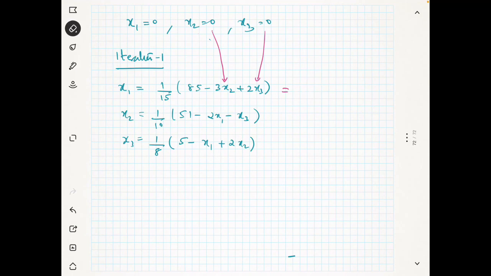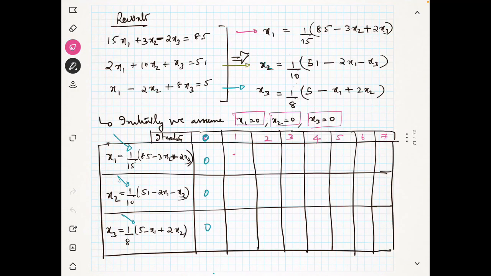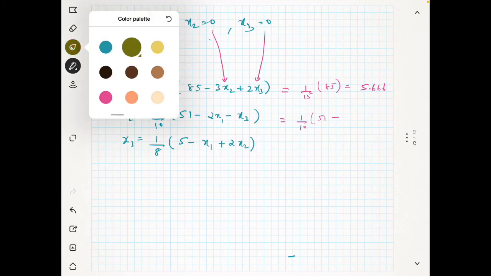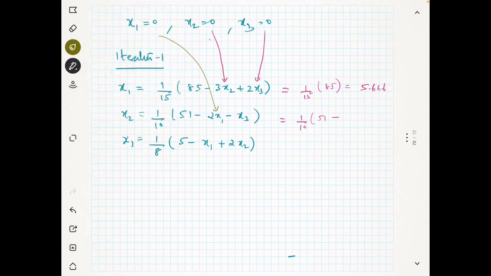I will write it again, 1 by 15 into 85, so this becomes 5.666. I will write this here, 5.666. Okay. Next x2: I will get 1 by 10 into 51 minus, you see, x1 is 0, x3 is 0. So that's it. I will get the answer as 5.1. So I will put here 5.1.